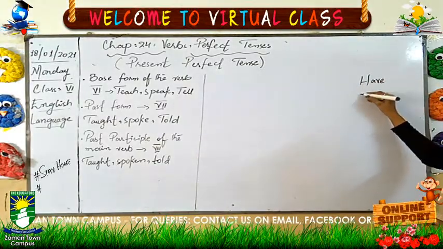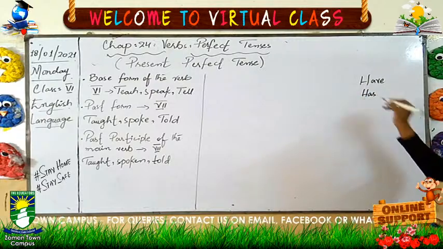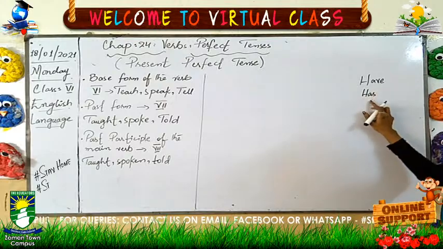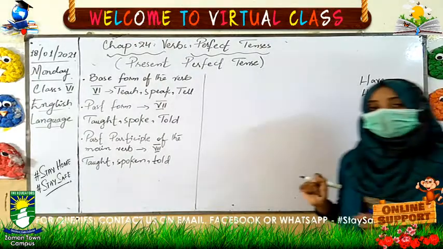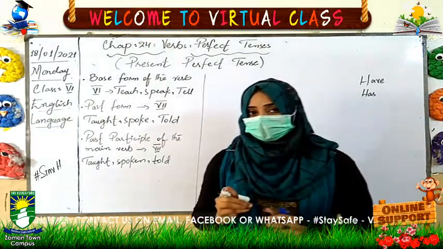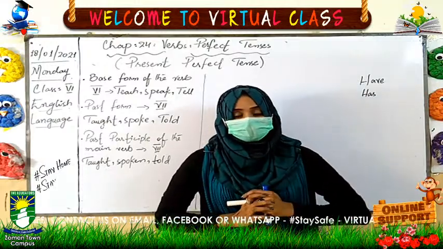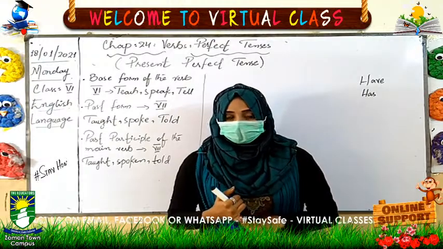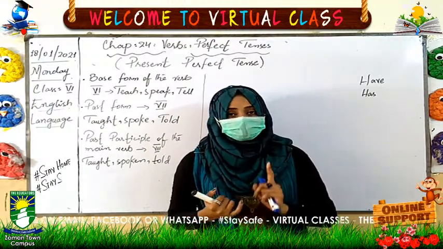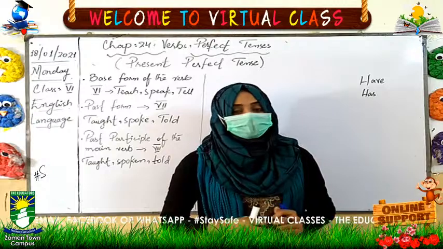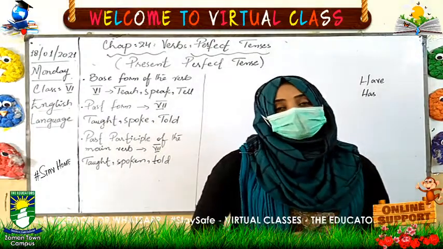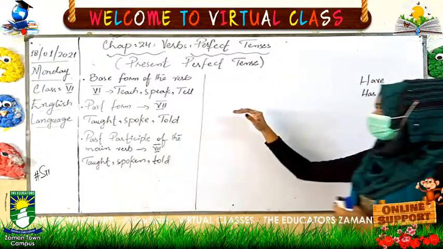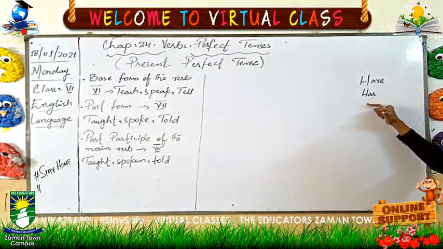Have and has. If you cannot see clearly, I am just reading them again. Have and has. As we have different helping verbs for each tense: in the simple present tense, the helping verbs were do and does. In the simple past, we had did. In the present continuous, we were using is and are, and in the past continuous, we were using was and were. Now, in the present perfect tense, we have have and has.